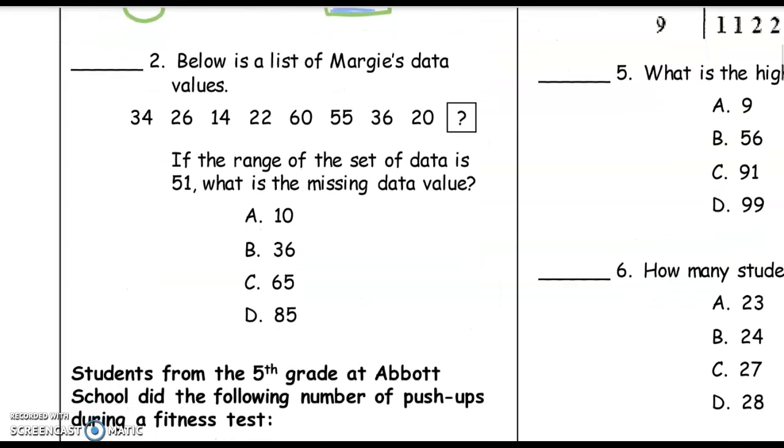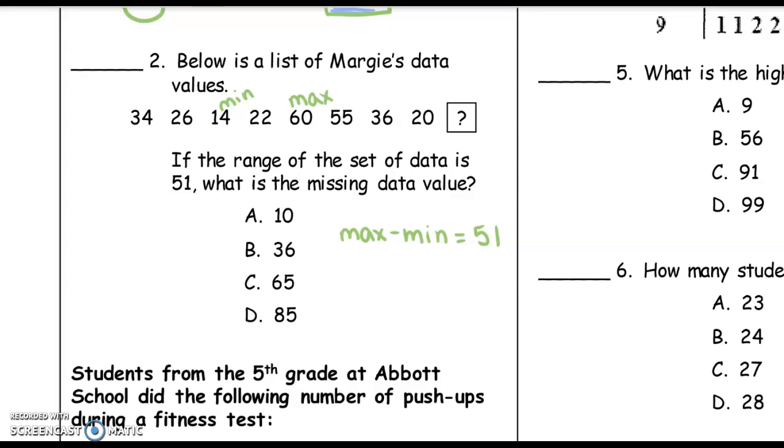All right, looking at number 2. If the range of the set of data is 51, what is the missing data value? So that's the high minus the low, the maximum minus the minimum. Looks like right now my maximum is 60 and my minimum is 14. The range, which is the max minus the min, has to equal 51. Well, if I do 60 minus 14, it gives me 46. So that can't be my range.